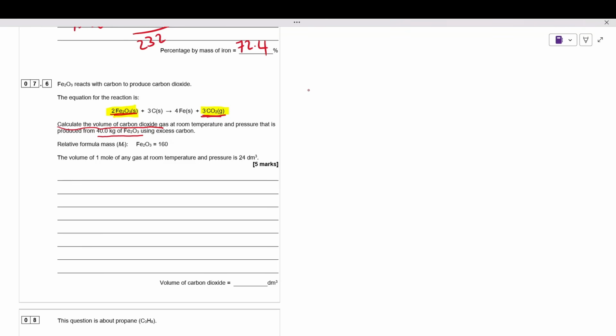So let me put it over here so I have more space. So I'm just going to write what I'm concerned with. So I'm concerned with 2Fe2O3, and I'm also concerned with the 3CO2. So those are the only things that I'm looking at for this. Okay, now the first thing I'm going to do, it gave me this value. So because it gave me this value, it means therefore that I'm going to be using it as a first point of my calculation.